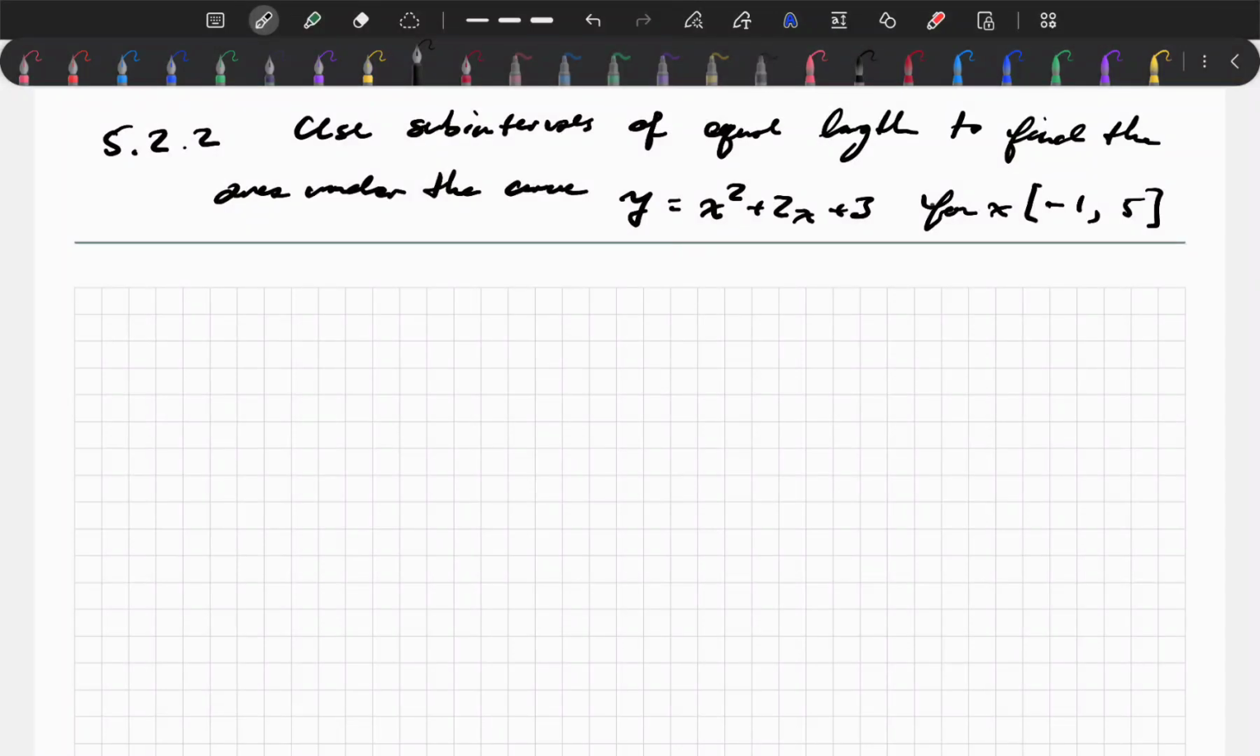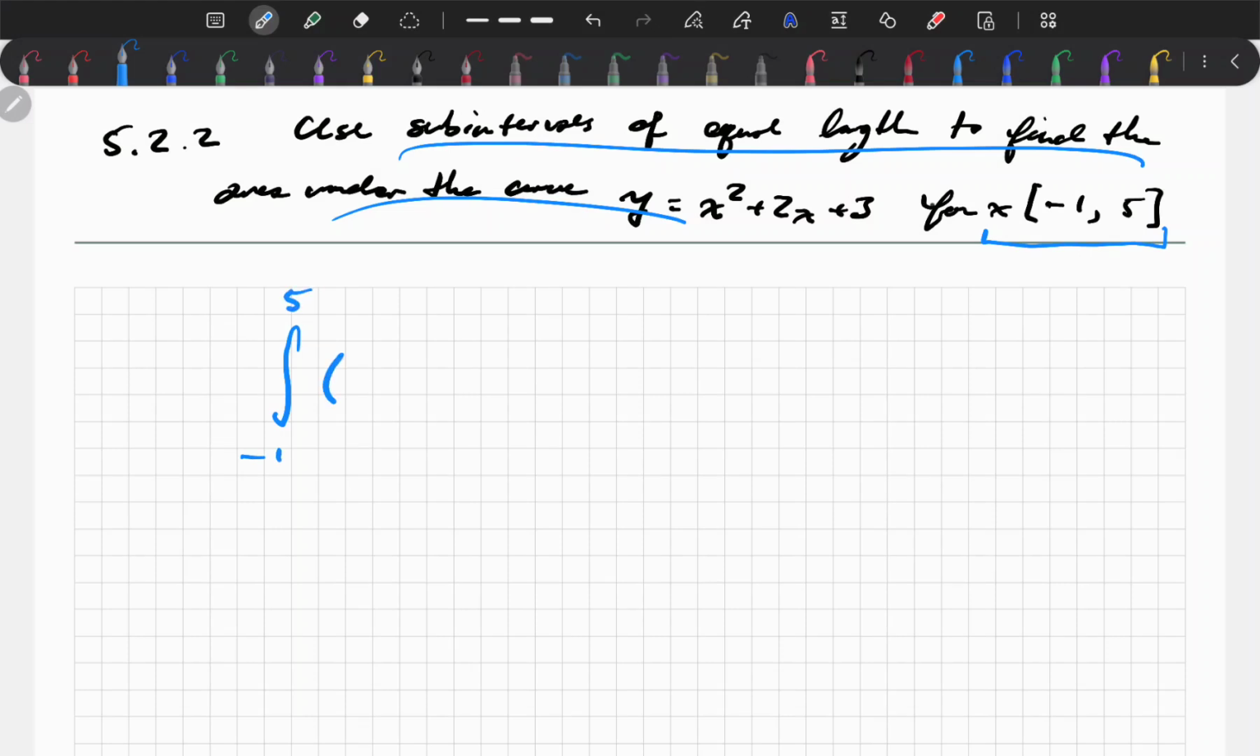All right, so hey everybody. Today we're going to be asked to find the area under the curve with subintervals of equal length. This is also known as the definite integral, so that can already be replaced with an integral sign. We're also given an interval, so our lower bound is 1 and our upper bound is 5.